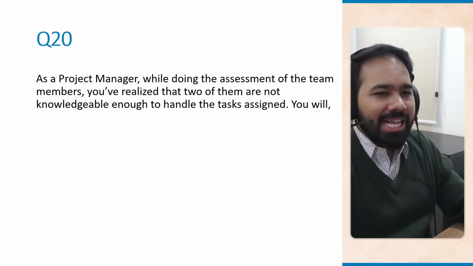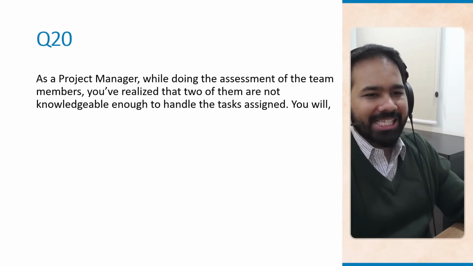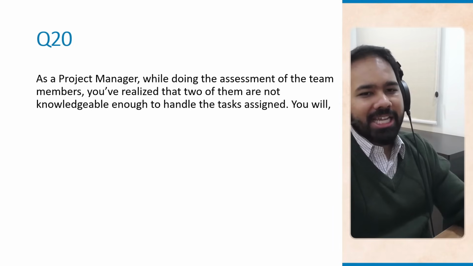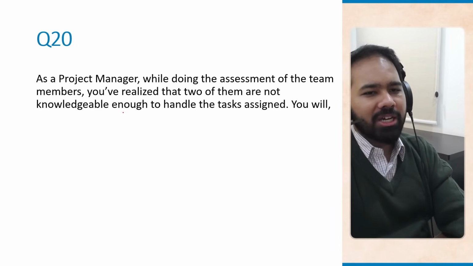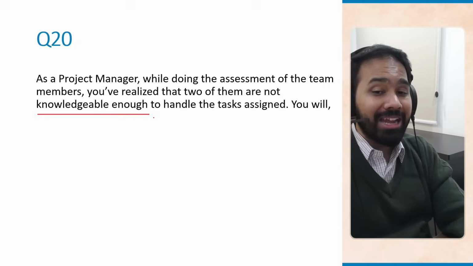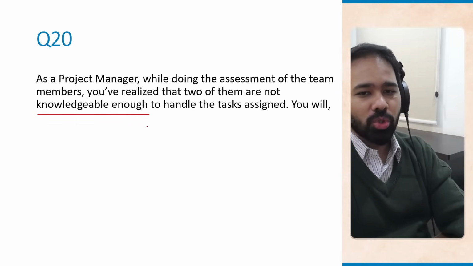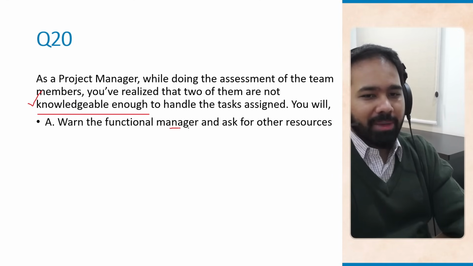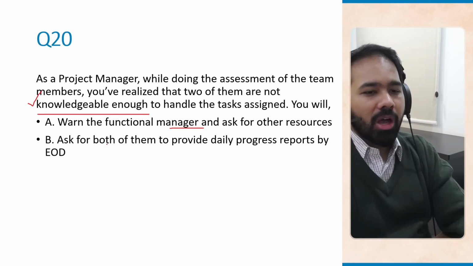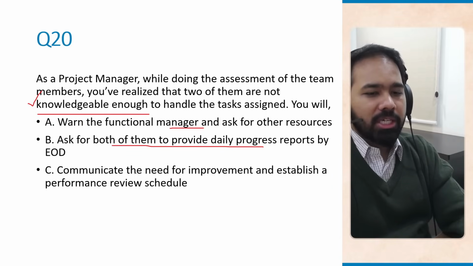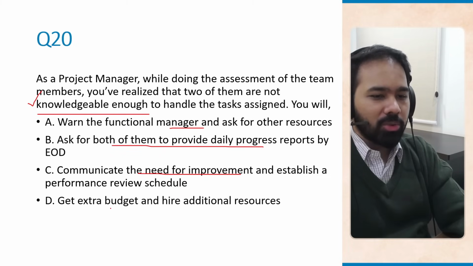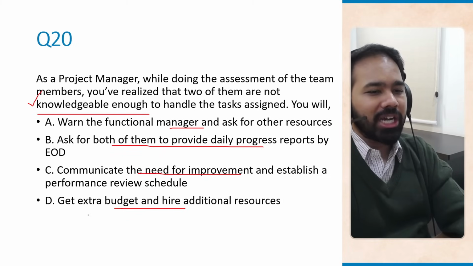Question number 20. As a project manager, while doing the assessment of the team members, you have realized that two of them are not knowledgeable enough to handle the tasks assigned. So you know that two of your project members are not knowledgeable enough. What will you do? You will warn the functional manager and ask for other resources. Ask for both of them to provide daily progress reports by EOD. Communicate the need for improvement and establish a performance review schedule, or get extra budget and hire additional resources.